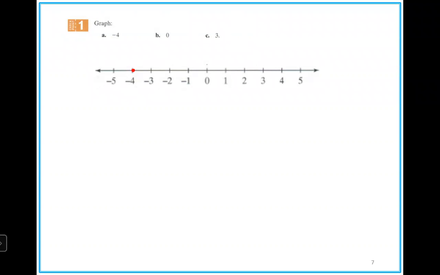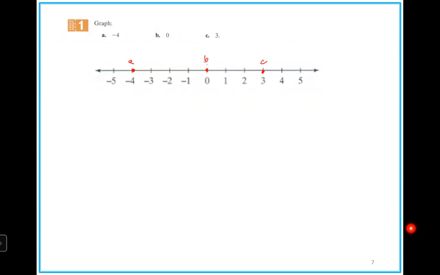Miss Nairn, where are we going to put the dot for B? On top of the 0. Okay, I'm going to put that right there. Miss La Rochelle, where are we going to put C? Top of 3. Okay, that's right here. And so we could label that one A, this one would be B, and C.